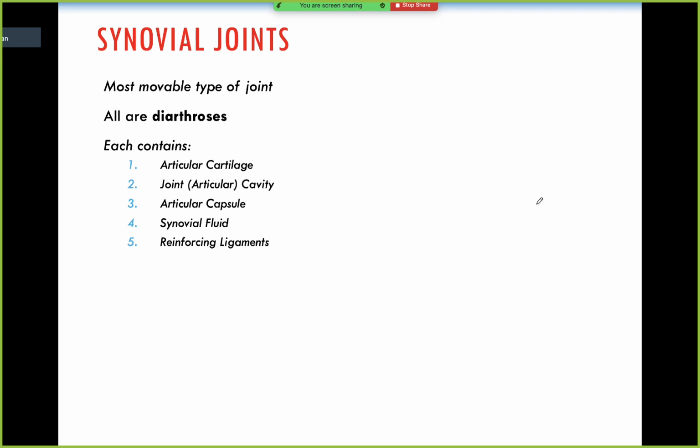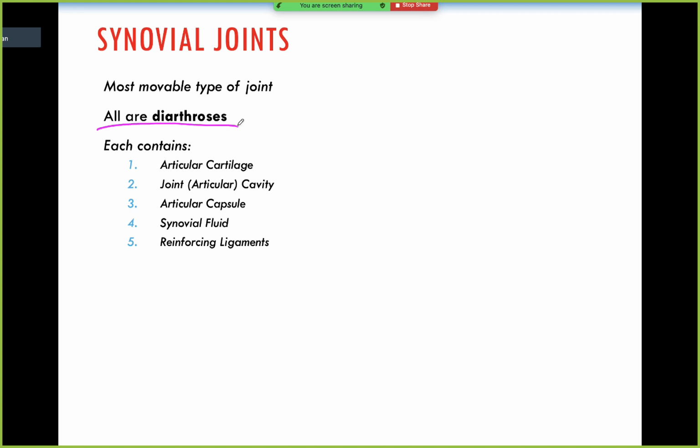And the last and third classification of joints are synovial joints. We're going to spend the rest of the joint lecture on synovial joints in terms of structure, because these are the most complex and there's a lot of characteristics to them. Key thing here, these are the most movable, and therefore we call them diarthroses.